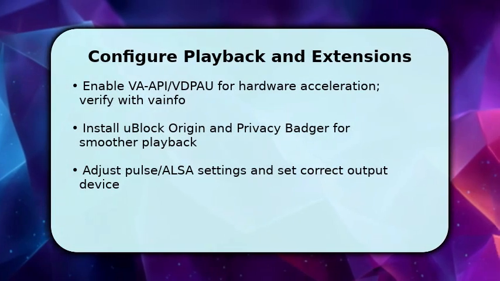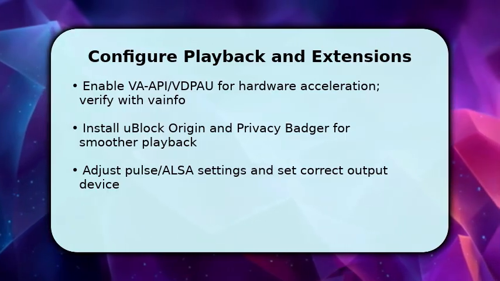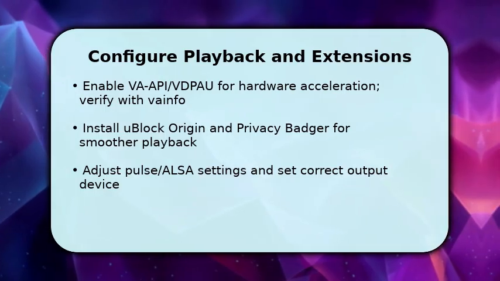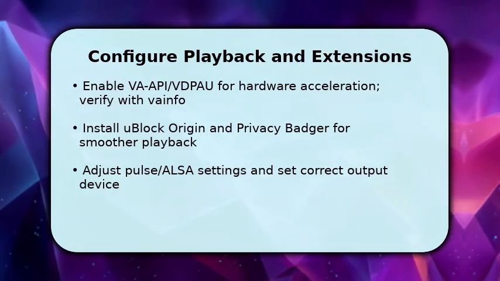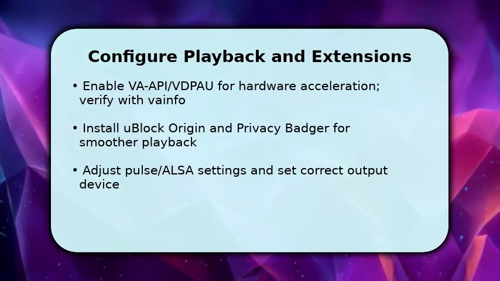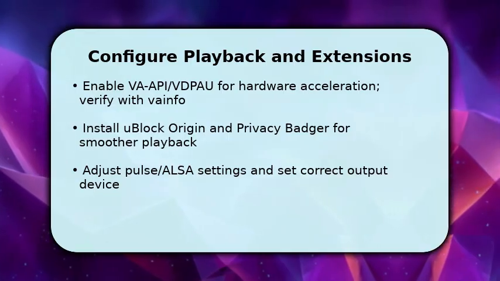Next, configure playback. Enable VAAPI or VDPAU so the GPU handles video decoding and saves CPU cycles. Verify with vainfo and fix drivers if nothing shows. Once done, install uBlock Origin to reduce CPU-taxing ads and Privacy Badger to avoid tracking-related slowdowns.